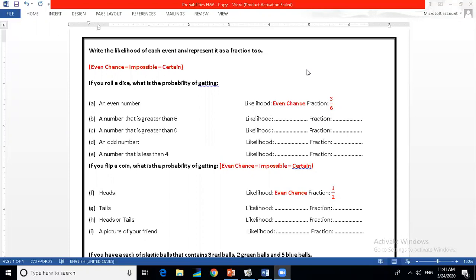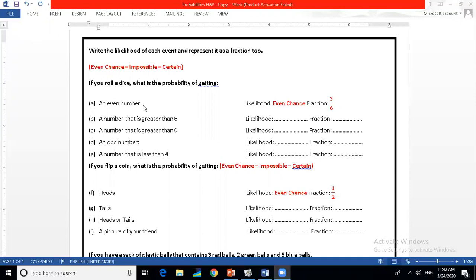So let's start. The first question says: write the likelihood of each event and represent it as a fraction. Here we have even chance, impossible, and certain. If you roll a dice, what is the probability of getting an even number? A here is getting an even number on a dice. The first thing I need to do is the fraction. The fraction is what is going to tell me whether this is even chance, impossible, certain, likely, or unlikely. So the fraction is the first thing that you need to do.